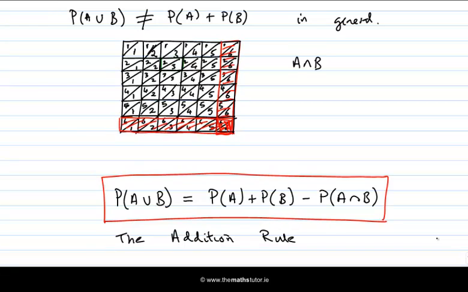So here's the addition rule for probabilities. It says that if we have two events A and B, the probability of A or B is the probability of A plus the probability of B minus the probability of A and B. Okay, so let's use this in an example.